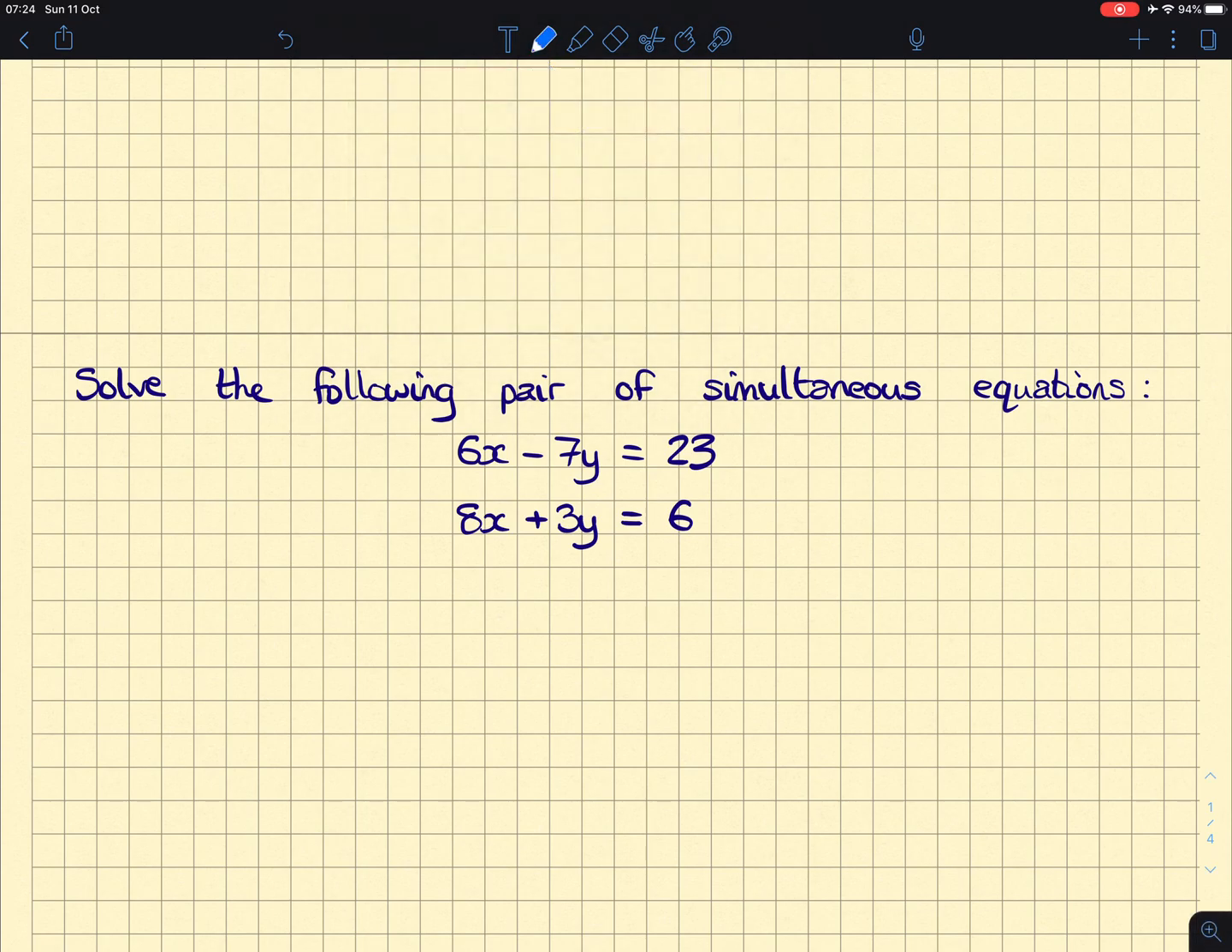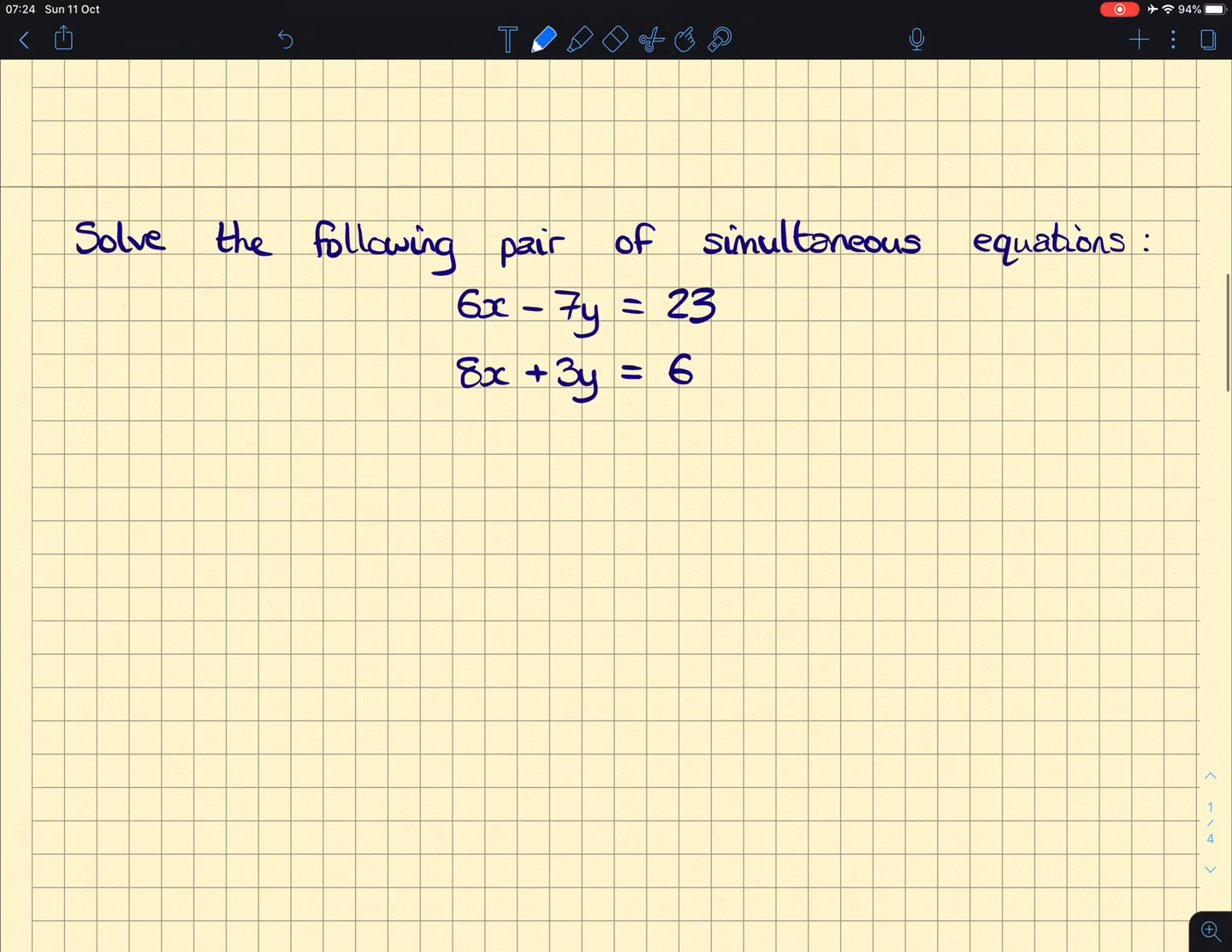So our pair of simultaneous equations here, my eyes are drawn to the fact that I can make these y's the opposite of one another, if I multiply the top equation by 3, and I multiply the bottom equation by 7.